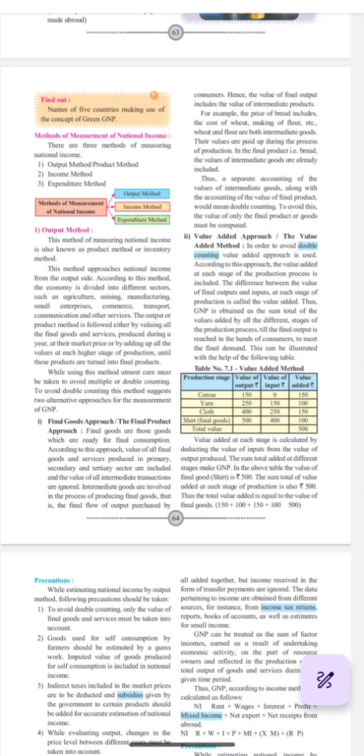So this is our part 2 of class 12th economics chapter number 7, national income. In the previous video we studied the meaning, definition and concepts of national income. Now in this video we will study methods of measuring national income, difficulties in measurement of national income and importance of national income. So let's begin with this.